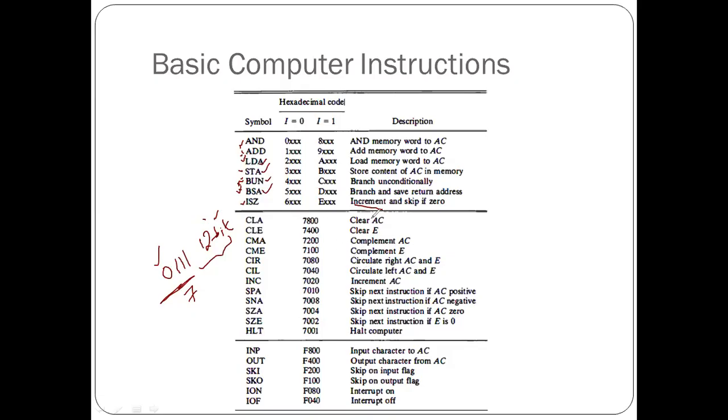If it is 800, it is clear accumulator. 400, clear E bit, which is the extra bit coming out during an operation like addition. And complement accumulator and E bit, circular right, circular left, incrementing the accumulator, and skip the instruction if positive. Other control transfer instructions based on conditions: skip if negative, skip if accumulator is 0, and skip the instruction if E is 0.